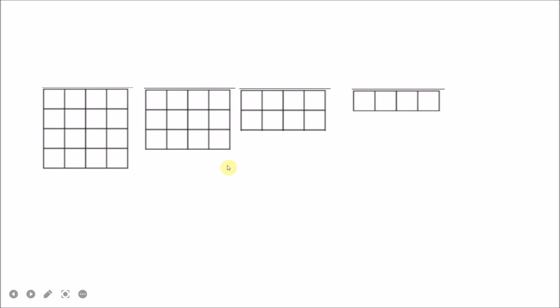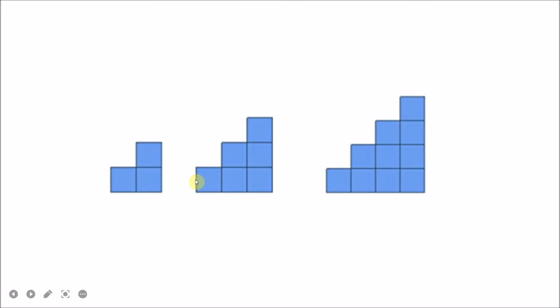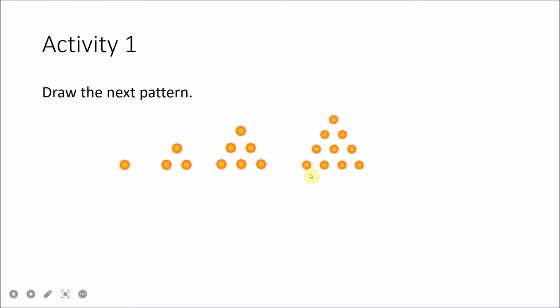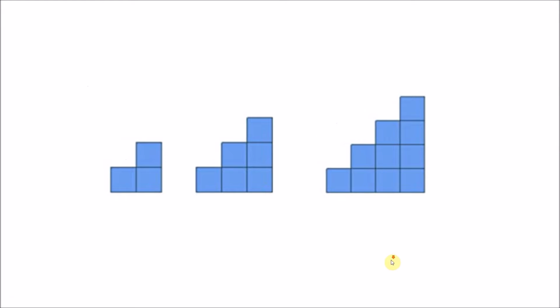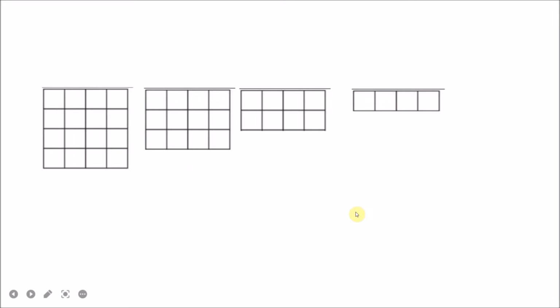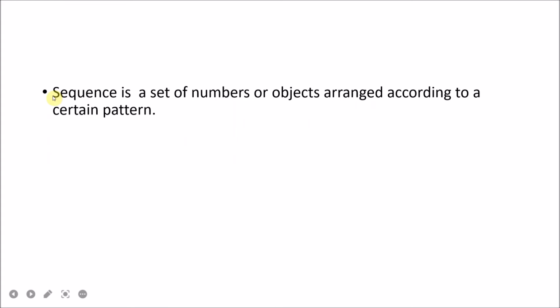With this, we reduce one row of squares for the next object. With this, we add squares to the side of the object. With this, we add circles to the base of the triangle design. So all these drawings follow a certain pattern, and this whole set of drawings is called a sequence. The definition here is: a sequence is a set of numbers or objects arranged according to a certain pattern.